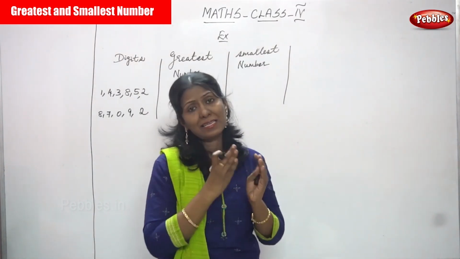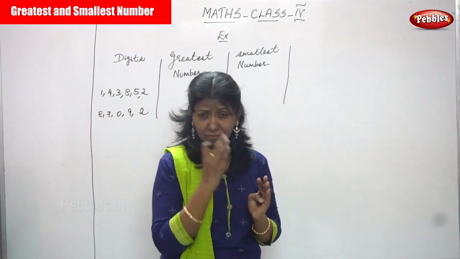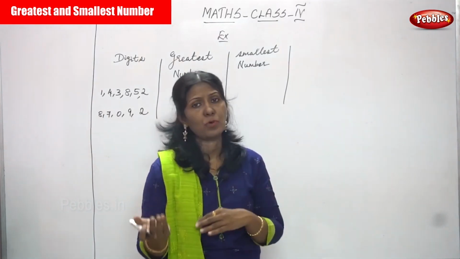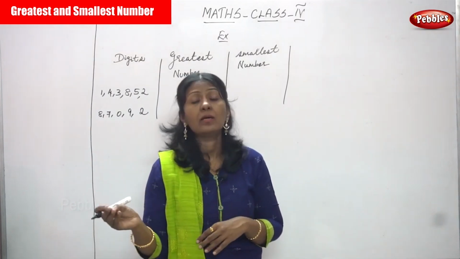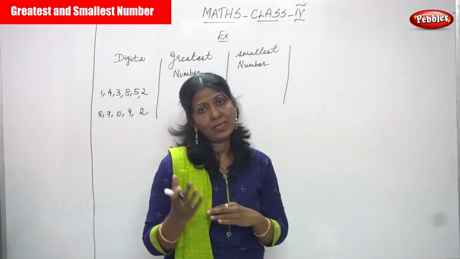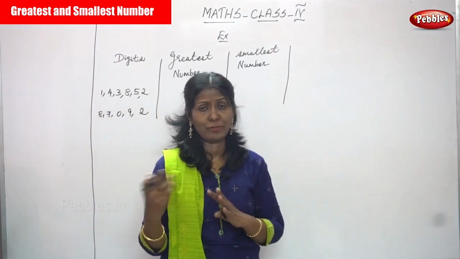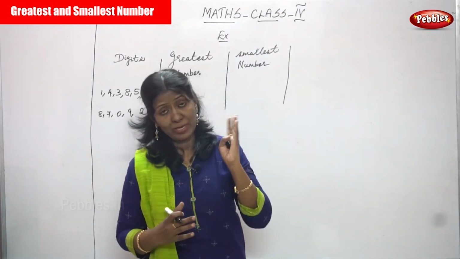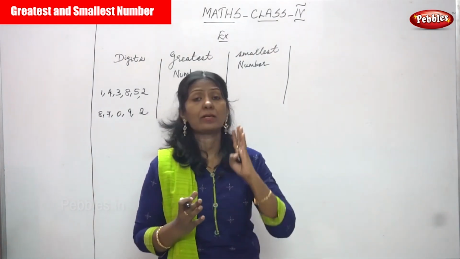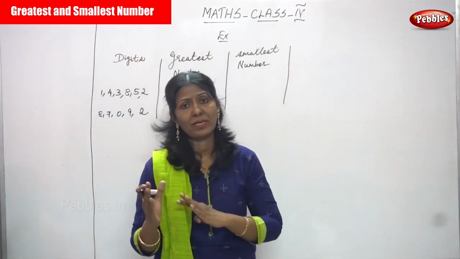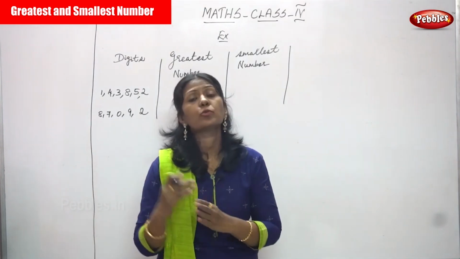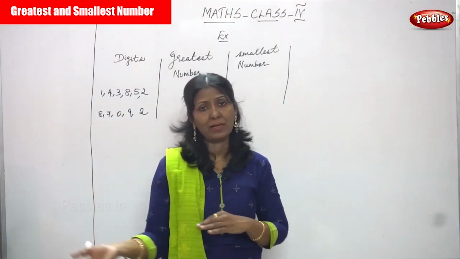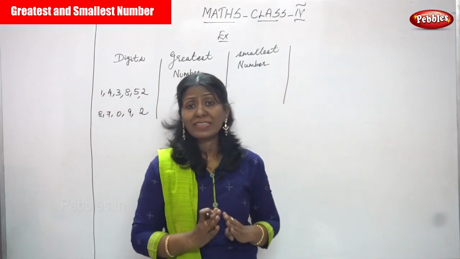Descending order means biggest to smallest, and ascending order means smallest to biggest, or bigger to smaller and smaller to bigger. So this is the difference between descending and ascending. Descending means bigger number to smaller number, or biggest number to smallest number. Ascending means smallest to biggest, or smaller to bigger. This is the only difference between these two.